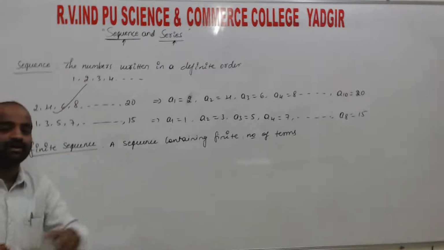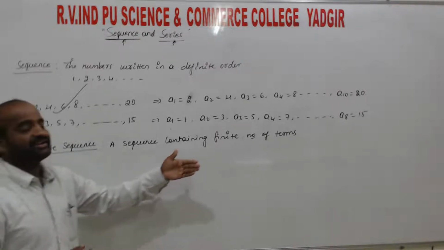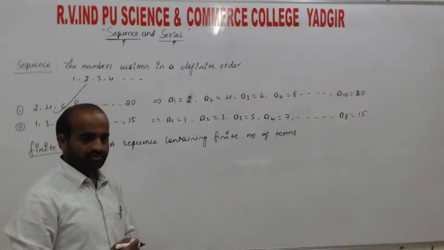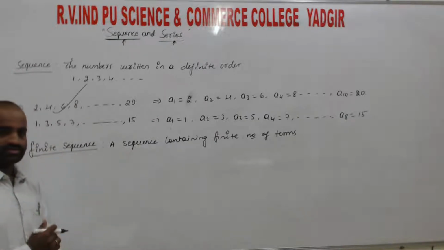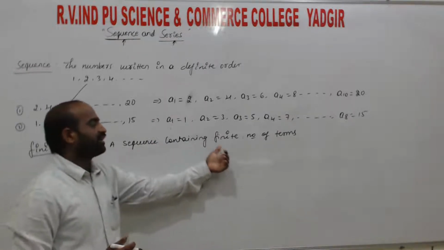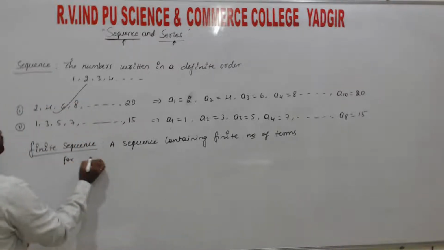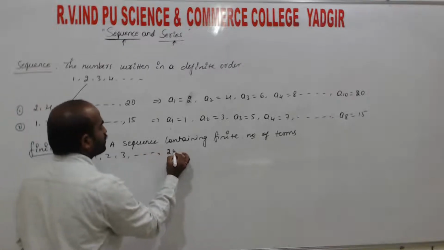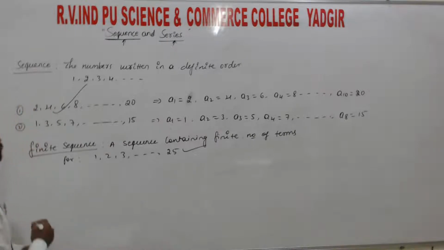Finite means a fixed number. It contains 8 elements, it contains 10 terms. This means a fixed number, that is a finite sequence. A sequence containing a finite number of terms. For example, 1, 2, 3, 4, and so on up to 25. This is finite.